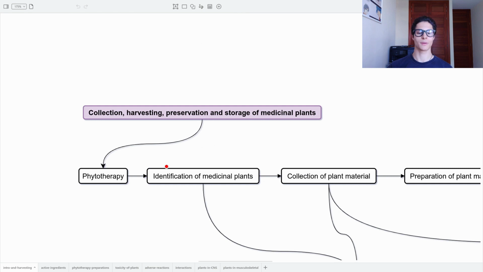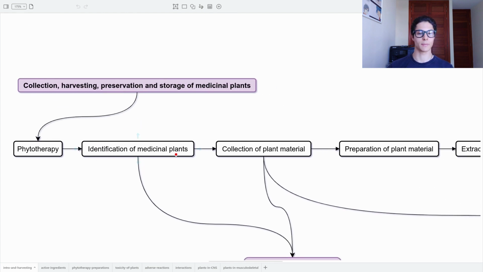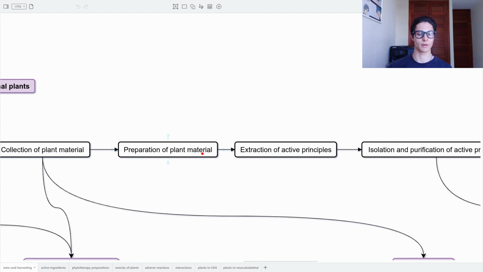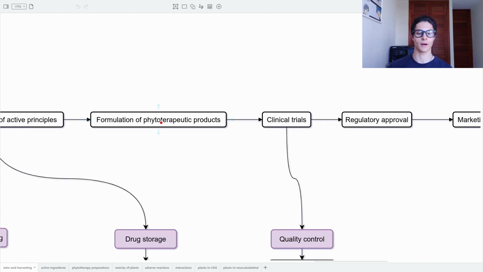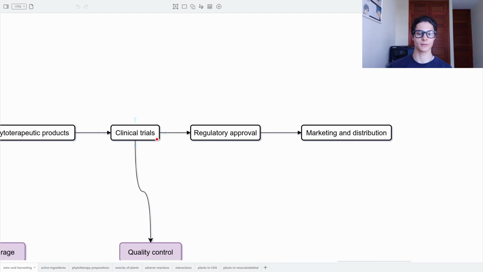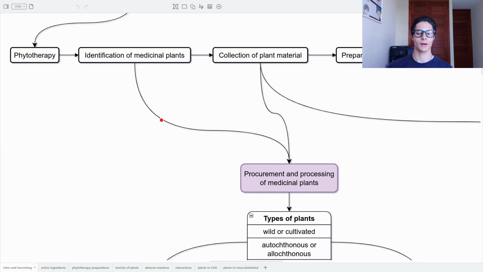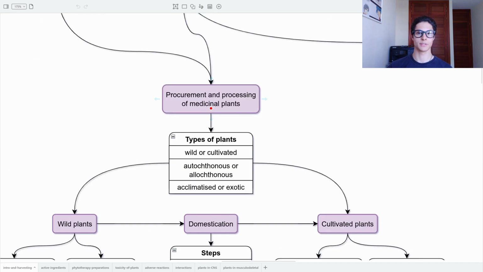So now we talk about the collection, harvesting, preservation, and also storage of medicinal plants. So from phytotherapy, we have the identification of medicinal plants, then the collection of them, preparation of plant material, extraction of active principles. Then we have isolation and purification stages. Then a formulation of phytotherapeutic products, clinical trials to actually check them, regulatory approval, and then marketing and distribution of them. So, how to harvest and process medicinal plants?